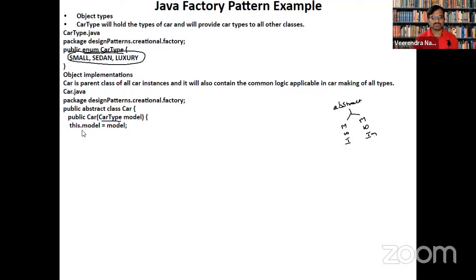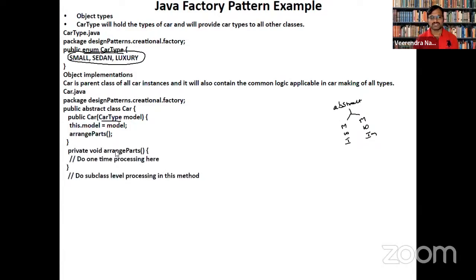This is nothing but a keyword which will be used for accessing the instance member of the class. Arrange parts is a method which is going to be used whenever we are implementing. I'm not showing you any kind of implementation; whatever code you want here for arranging the parts, you can use it.